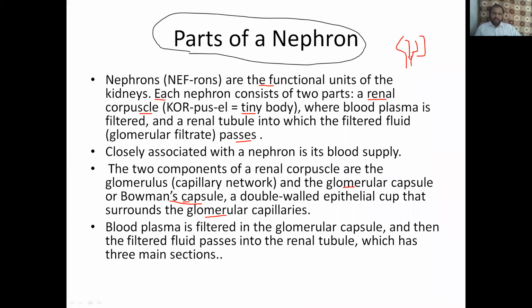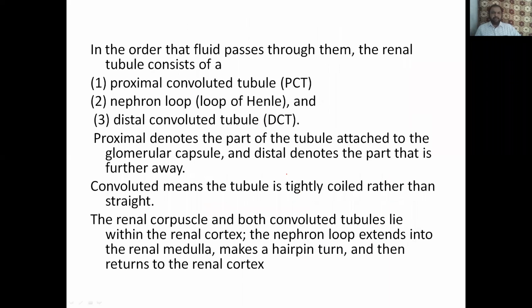Blood plasma is filtered in the glomerular capsule and then the filtered fluid passes to the renal tubule. Now the renal tubule has got three main sections. कौन से हैं आपको पता है? Yes, they are PCT, loop of Henle (nephron loop) and DCT. PCT, loop of Henle and DCT.